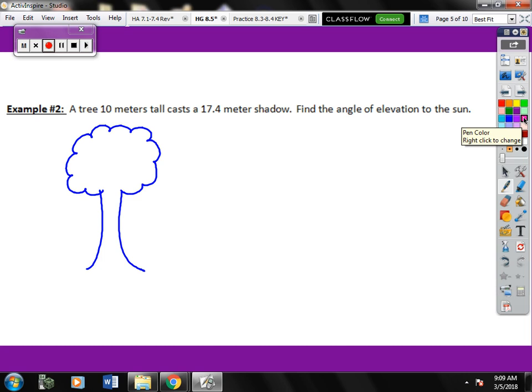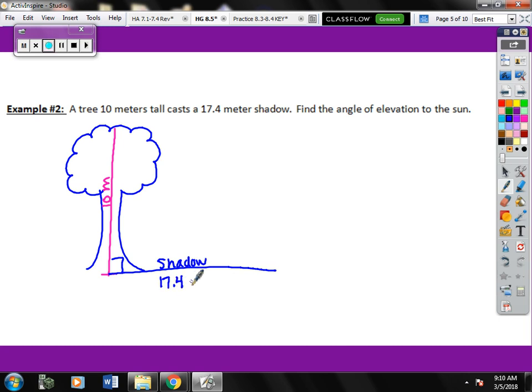A tree is 10 meters tall. So the height of the tree is 10 meters. The tree casts a 17.4 meter shadow. Remember, a shadow goes on the ground. Does not go through the middle of the air. This would be 17.4 meters.